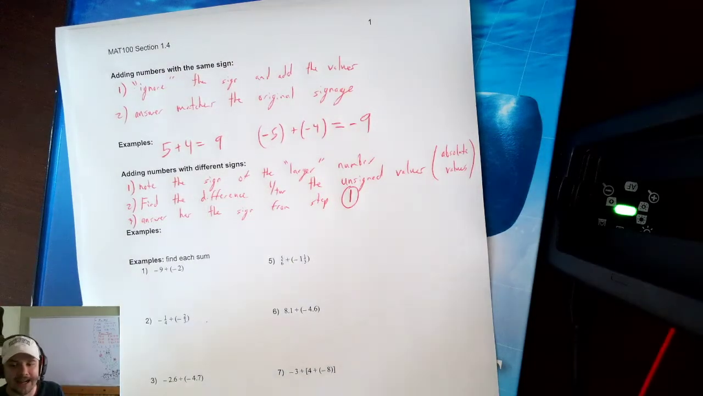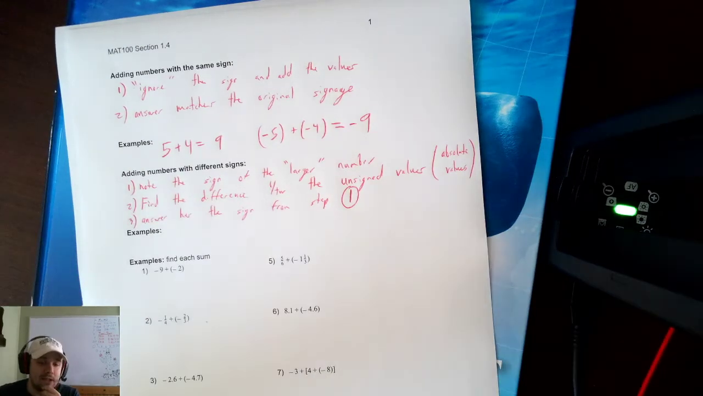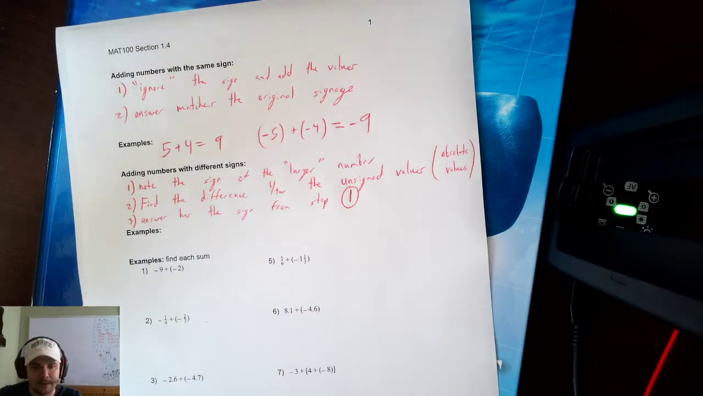Step 2, find the difference between the unsigned values. Here, you're looking at the absolute values is what you're really doing. But really, in layman's terms, you're ignoring the signs while finding the difference. Step 3, the answer has the sign from step 1.